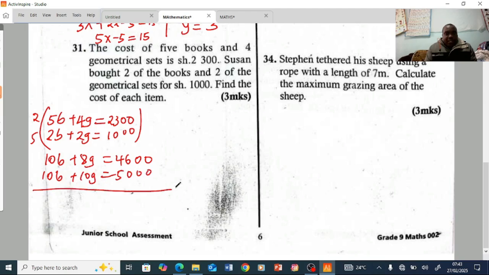So to eliminate, you subtract. 10b minus 10b is 0. So 80g minus 10g will have 70g, is equal to negative 400. Negative 400. Now you divide by negative 2 to get the g. Negative divided by negative is positive, and therefore one geometrical set was Kenya shillings 200.